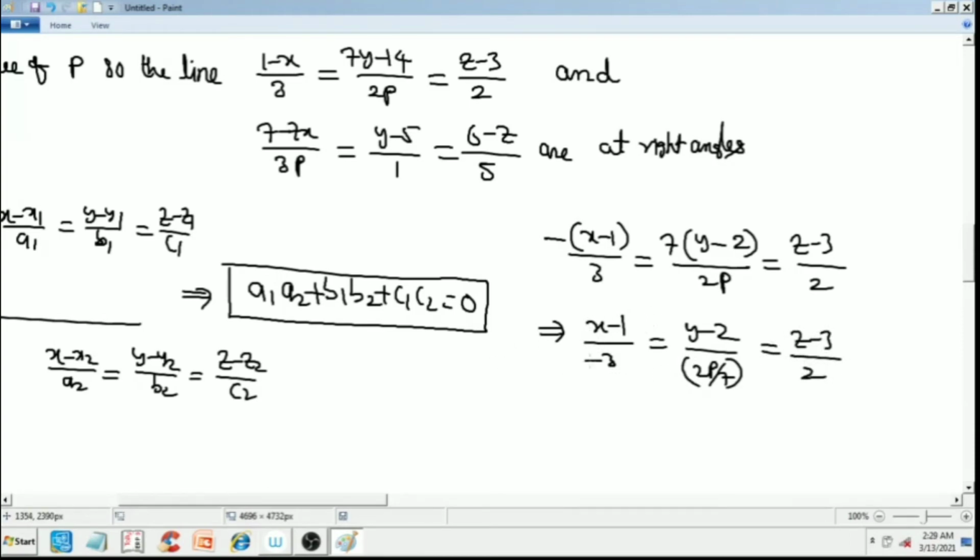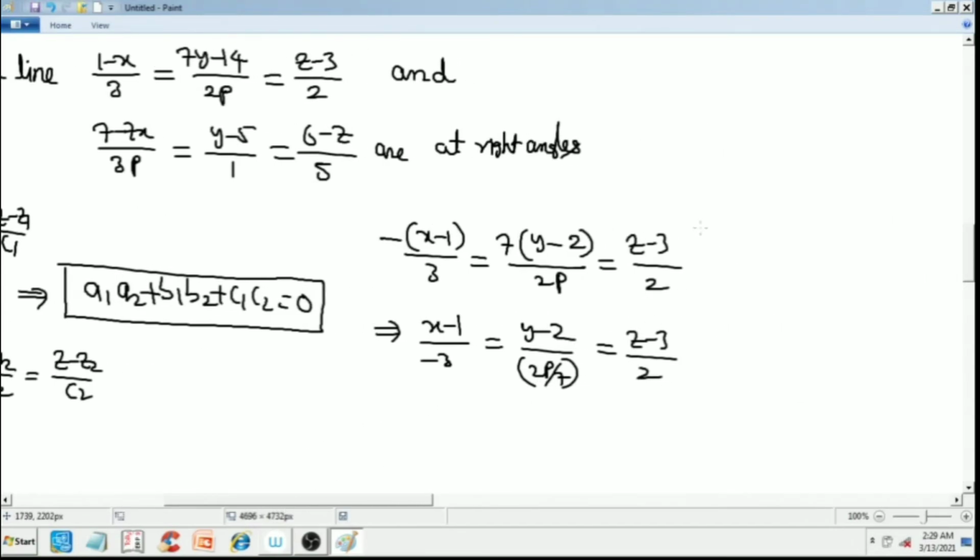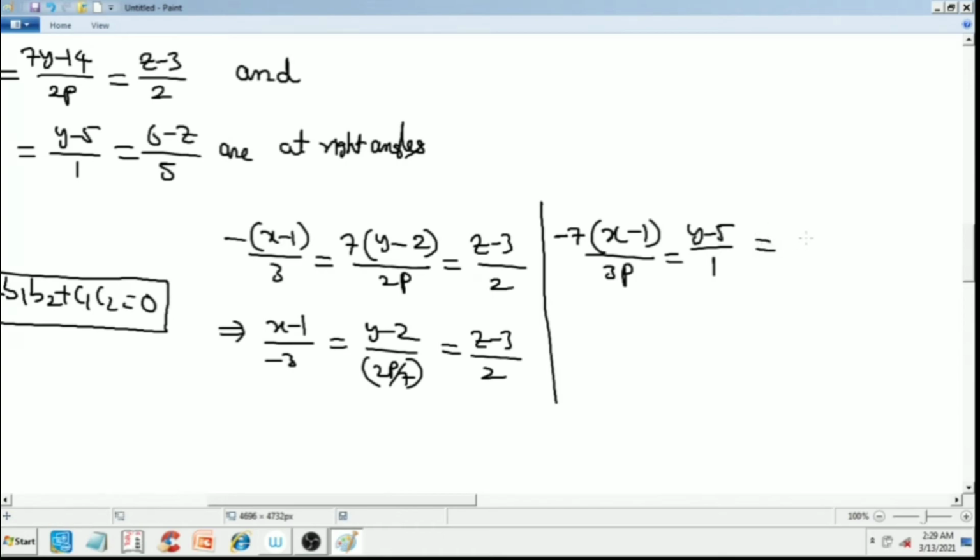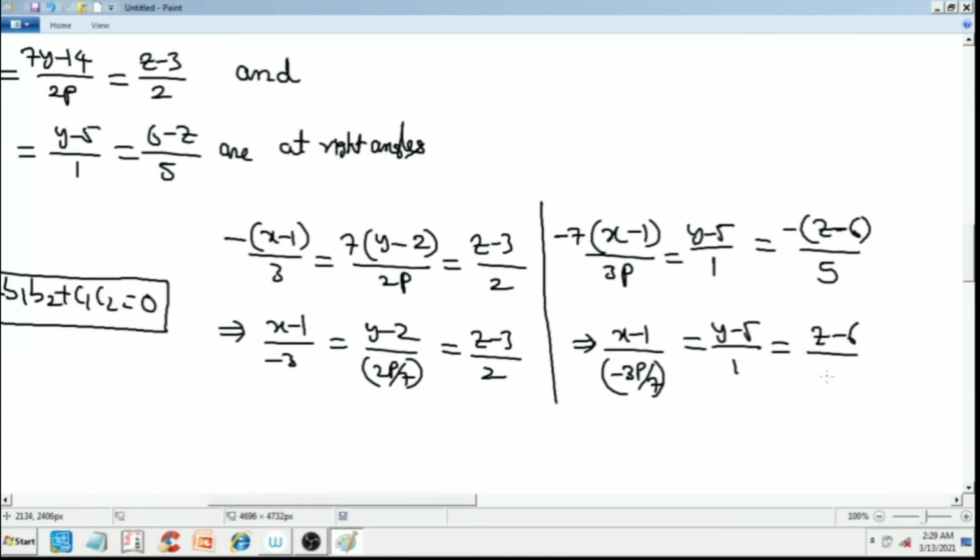Here we have (x − x1)/a1 = (y − y1)/b1 = (z − z1)/c1. Next, what we have in the question: here 7 take common, and minus take common in the second. Minus 7 I took common, (x − 1)/(3p/7) equals (y − y1)/b1, minus take common, (z − 6)/5. So minus, send it to the other side, denominator: (x − 1)/(3p/7) equals (y − 5)/1 equals (z − 6)/(−5).